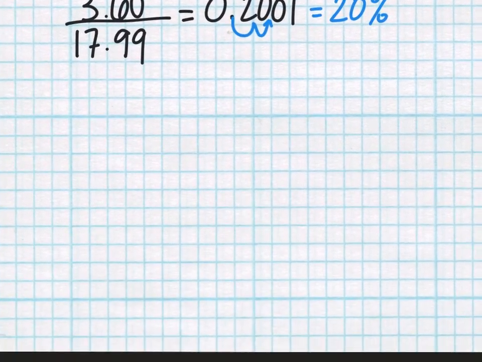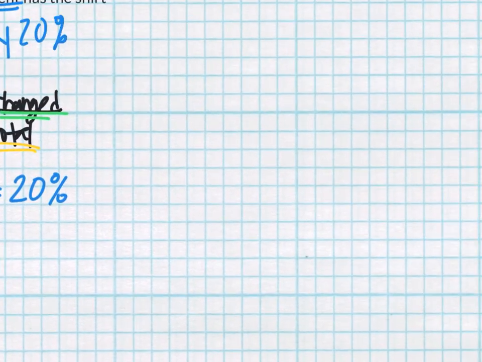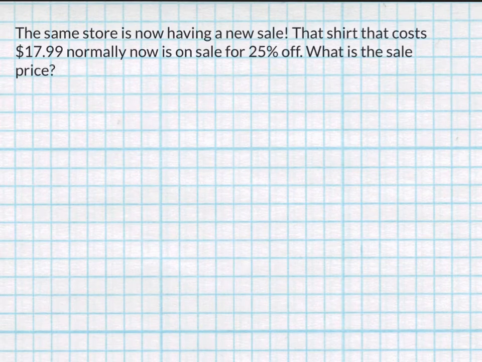Okay, get some more space. Let's look at a third example real quick. Okay, so the same store is now having a new sale. The shirt that costs $17.99 normally, so that's our original price, is now on sale for 25% off. What is the sale price?